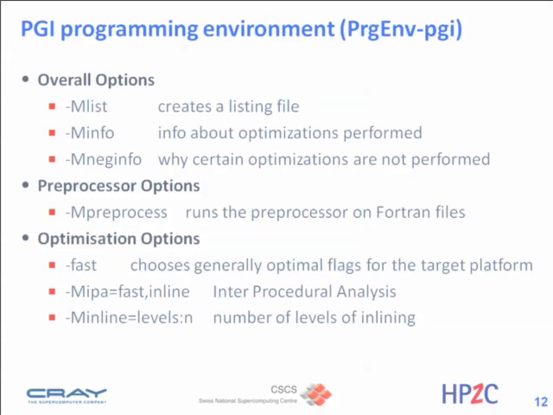The preprocessor option is -Mpreprocess, okay? And then you have some optimization options. In my experience, you can compile with -fast, and you generally get a good optimized code. Then there are other options. For example, this allows you to force the compiler to do some interprocedural analysis and inline some routines. This is more aggressive, and in some cases is better. The code produces a better, faster code. You can control inlining by specifying how many levels of inlining the compiler should consider.